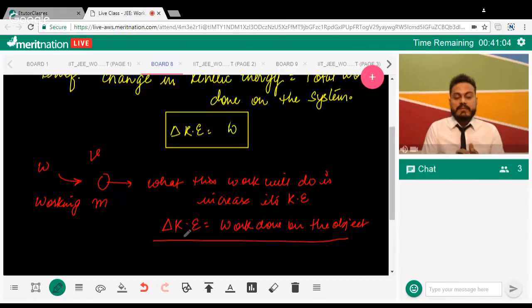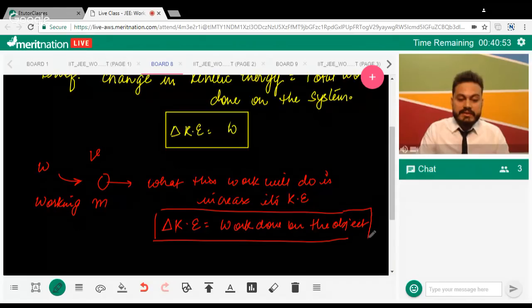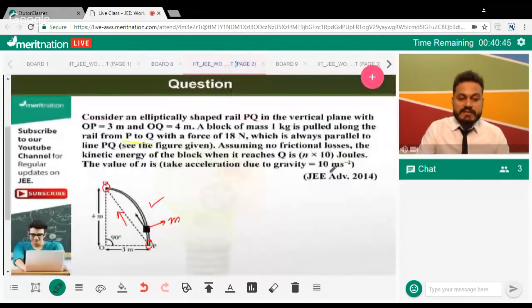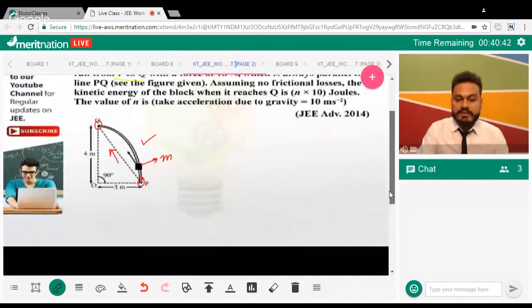There is one more thing I want to discuss: why exactly do we need the work energy theorem? The answer is that the work energy theorem makes our kinematics problems very easy. These questions can be solved using kinematics as well, but the work energy theorem is way easier. So let's see if you guys can crack this one. In the meantime, I'll also do it.